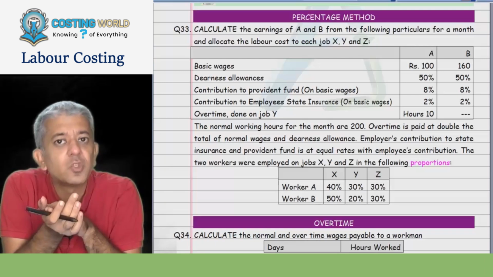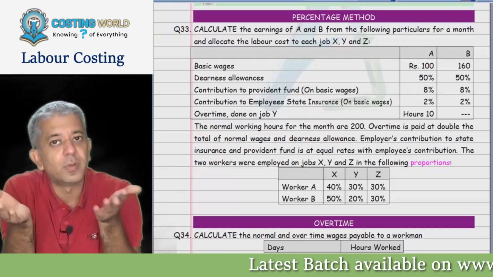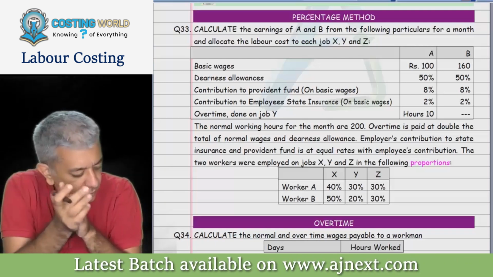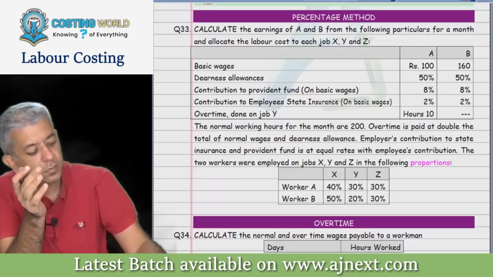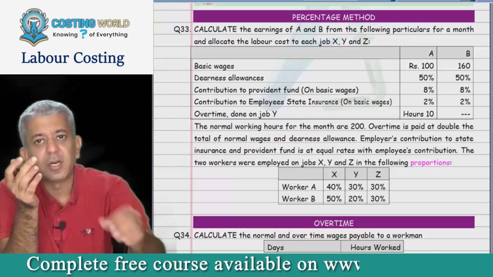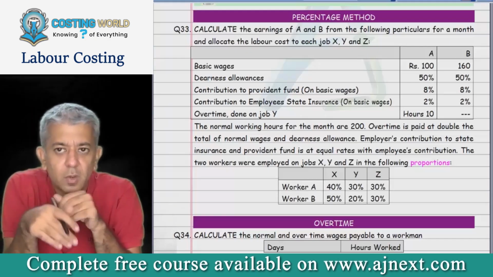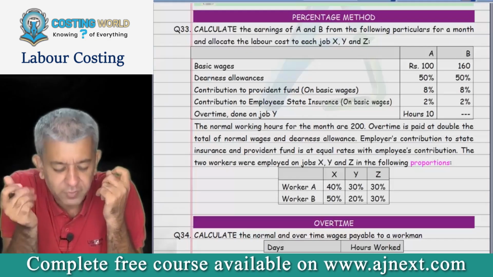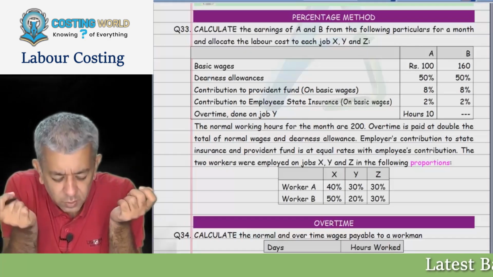Any time that is not accountable will be treated as abnormal idle time and will be debited to the costing profit and loss account. Okay, that was one thing. The other thing was the percentage method. So now our last question on that particular topic is on the percentage method.